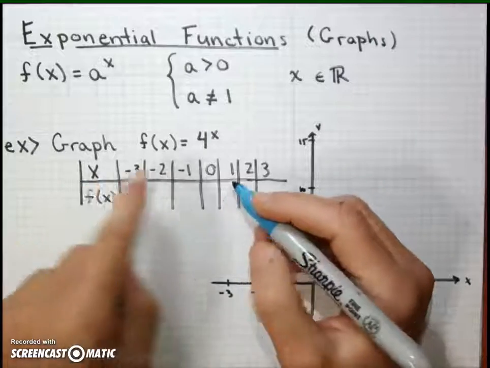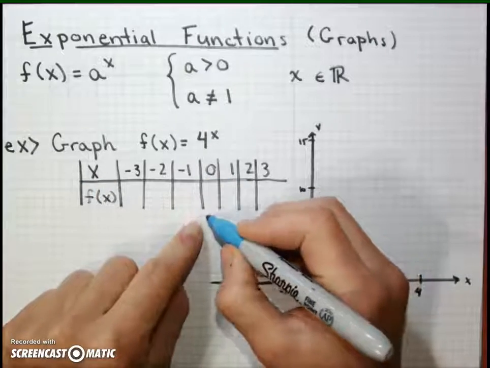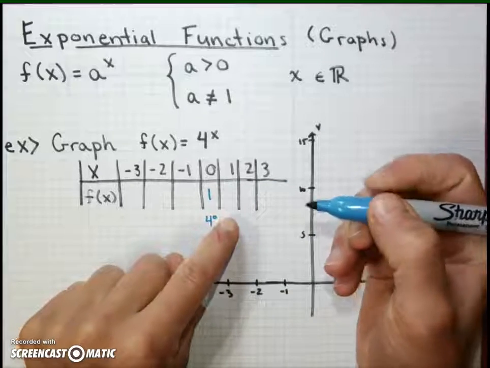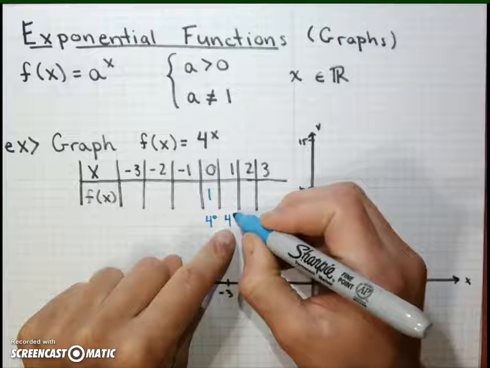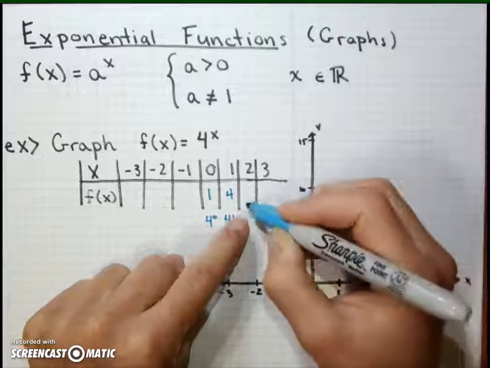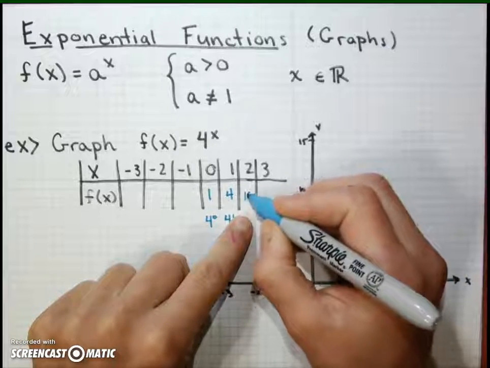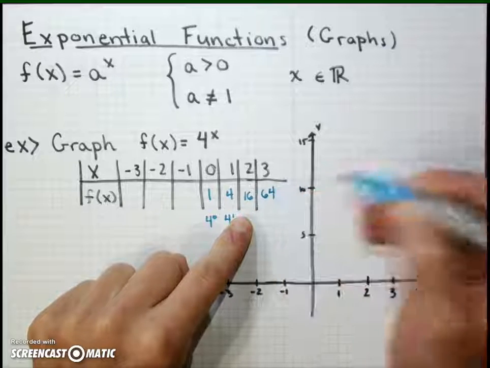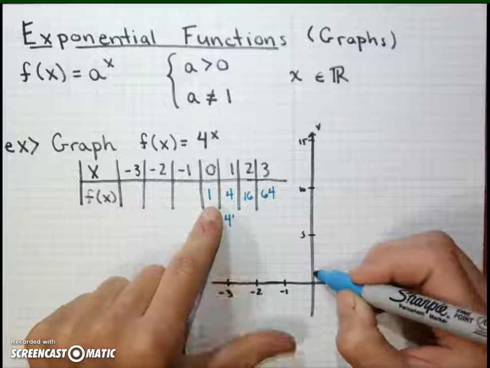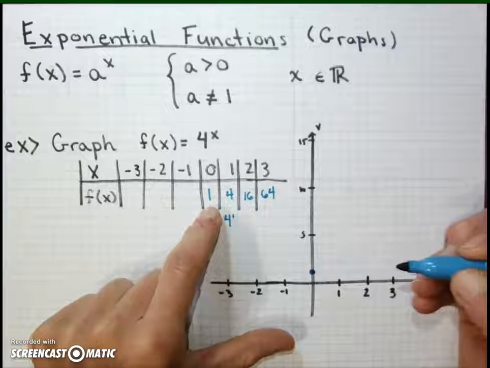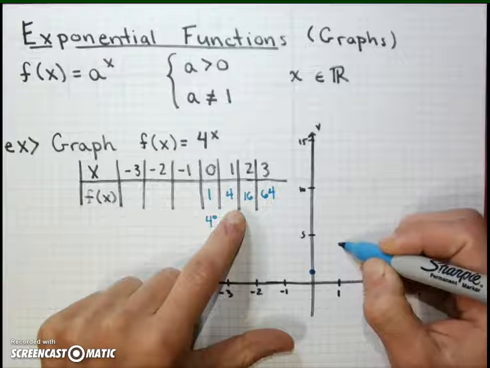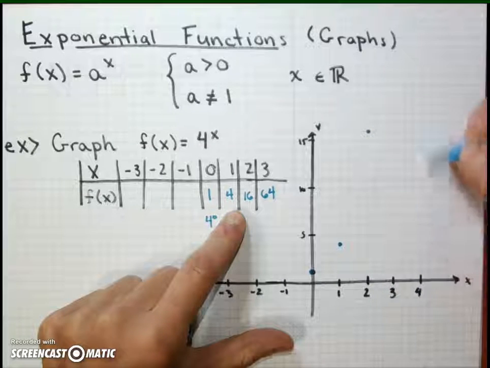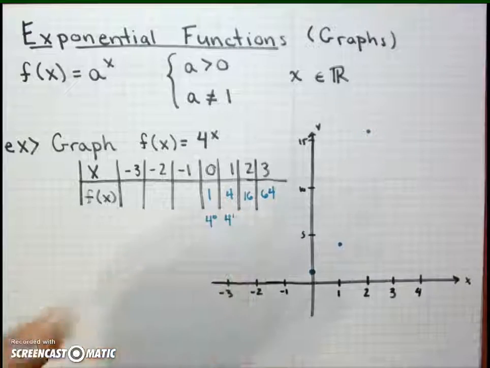So if x is 0, say, then f of x is going to be 4 to the 0, which is just 1. If x is 1, then f of x is 4 to the 1, which is just 4. 4 to the 2 is 16. 4 to the 3 is 64. So we can plot these points: (0, 1), (1, 4), (2, 16), and (3, 64) would be way off the page.